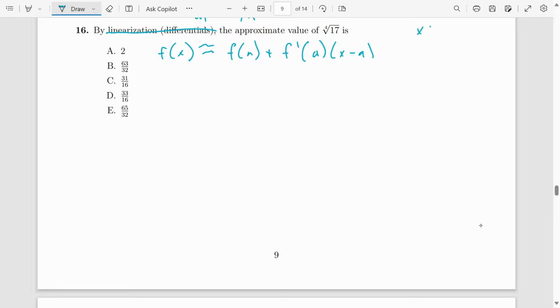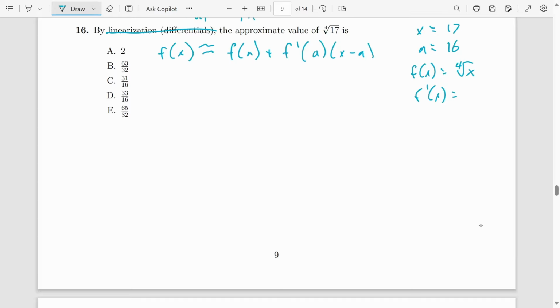First, we have to find out what x, a, f(x), and f'(x) are. Our x is the original value, which is 17. a is a value that is close to x that is far easier to do this whole thing for. So since the fourth root of 16 is a lot easier to do, it's just 2, let's set our a to be 16, which is pretty close to 17. Now f(x) is just the original function, so in this case, it's going to be the fourth root of x.